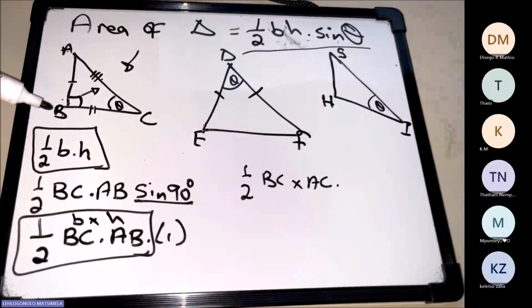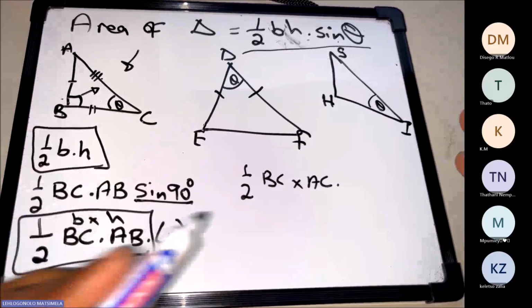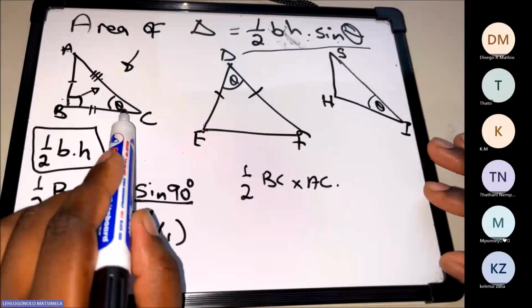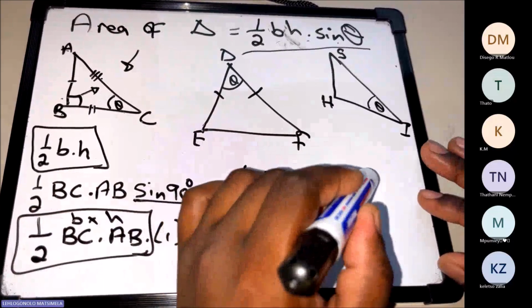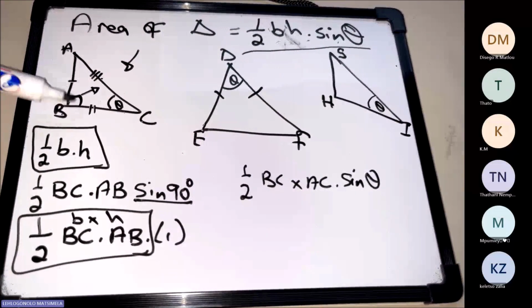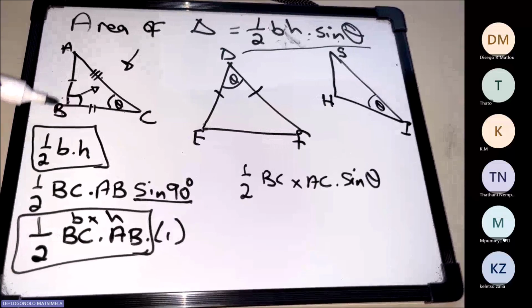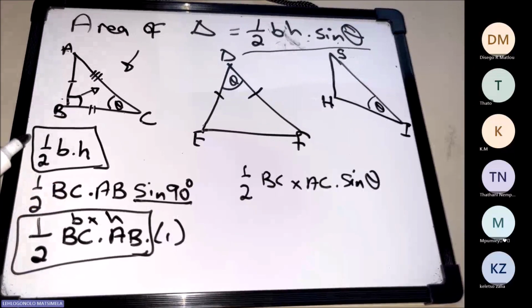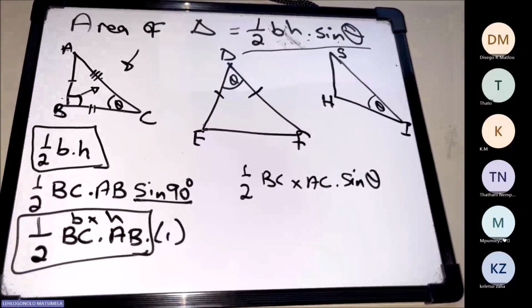And if you can't find it with the theorem of Pythagoras, then you can just simply do it like this. If you have the value of theta here, and you put the sine value of theta, it will give you the same answer as if you find the value of AB with the Pythagorean theorem, and then substitute it into this formula. The answer will still be the same at the end of the day.